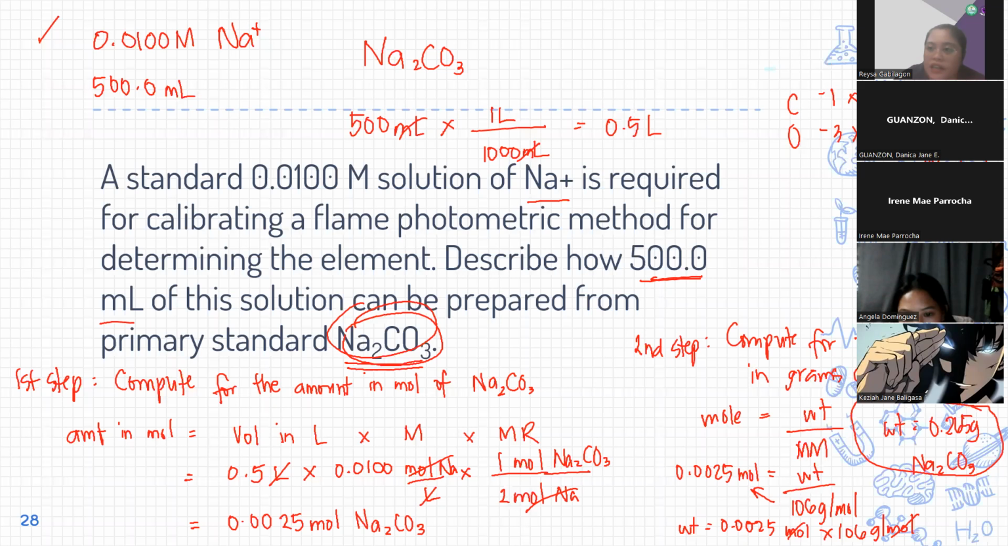Can I erase this one? I'll just have to write, because the question is describe. So we still need the step by step. So, step one: weigh 0.265 grams of sodium carbonate. Step two: add enough distilled water to dissolve the solid.